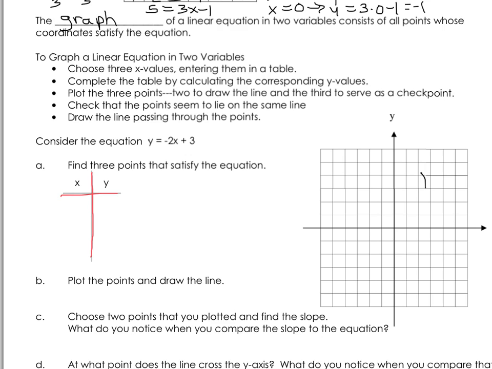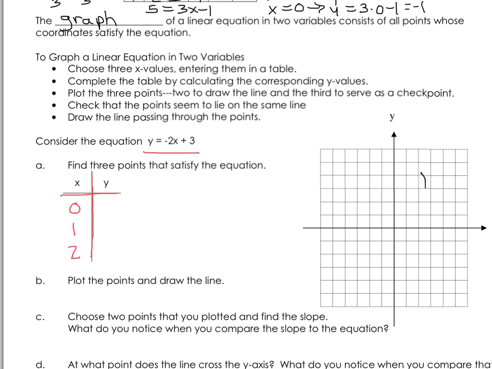I usually choose the numbers 0, 1, and 2. You can choose 0, 2, and 4. Sometimes you want to be careful what numbers you choose, but sometimes it doesn't matter. This equation of y equals negative 2x plus 3 is not really a tricky equation, so 0, 1, and 2, or pretty much any number you want to choose, will be fine as long as it fits on the chart.